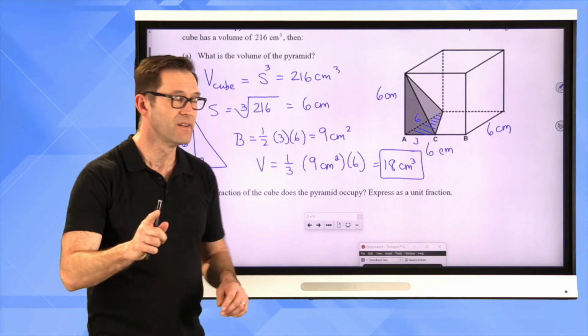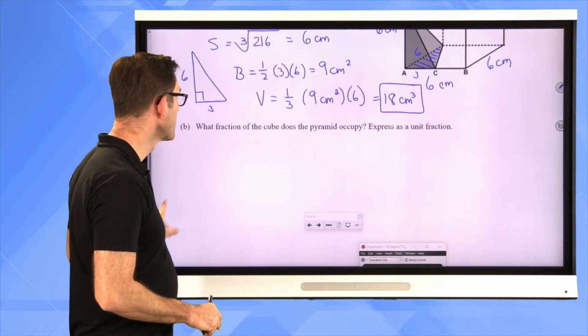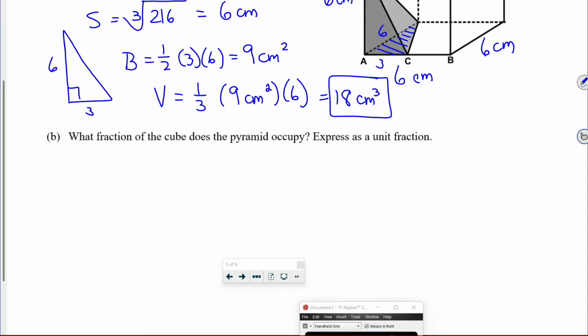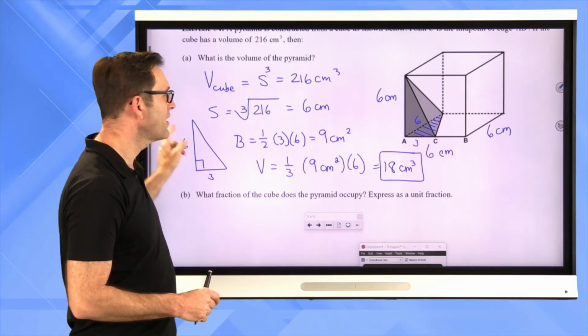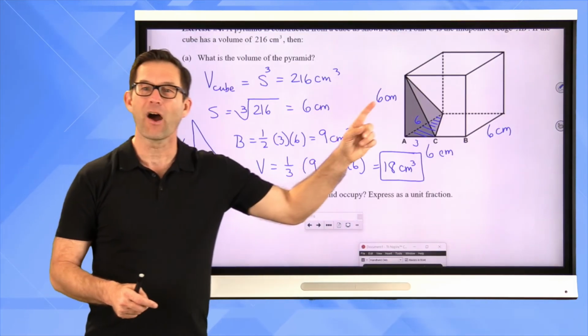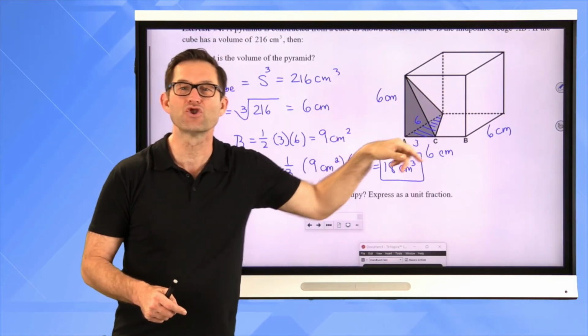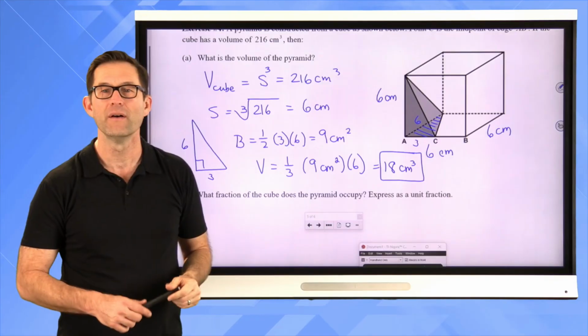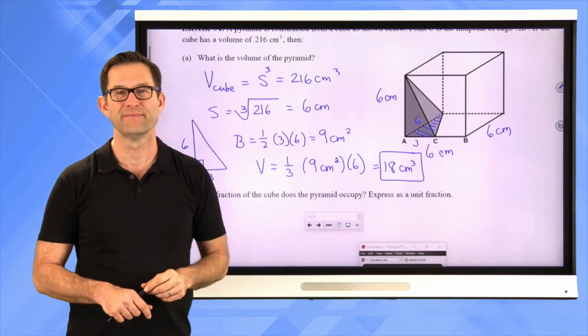Fair enough. Last part of this problem, letter B. What fraction of the cube does the pyramid occupy? Express as a unit fraction. And a way to think about this is almost like, we're going to have 1 divided by something, and that something is how many of these pyramids I could shove into this overall cube. See if you can figure out the answer to that.